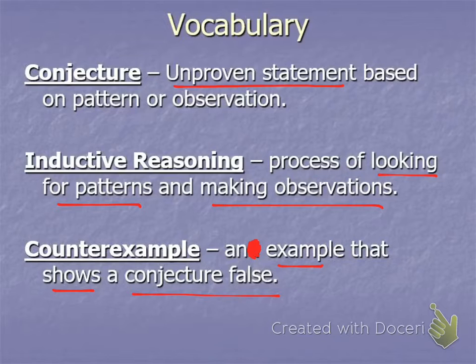Okay, so let's talk about these real quick. They're pretty straightforward. A conjecture is an unproven statement based on pattern or observation. So we don't necessarily know if it's true or false. It's just a statement we're making based on things we observe. Kind of like on that last warm-up where we said she would have $87 at the end of July. We don't know that. Maybe she'll save $10 instead of $8. Okay, but we were noticing a pattern, so we were making a guess. That's a conjecture. Inductive reasoning is that process of looking at patterns and making observations.